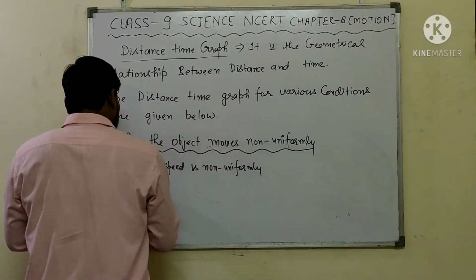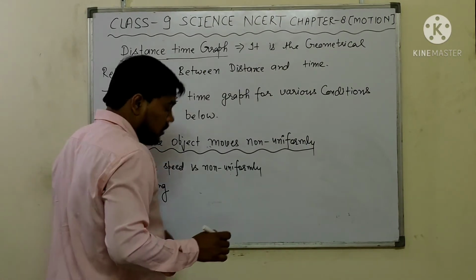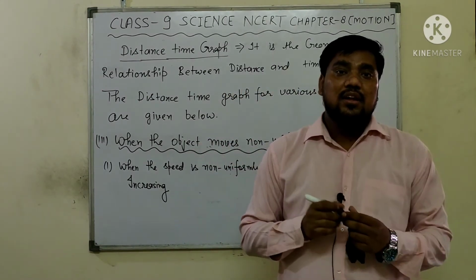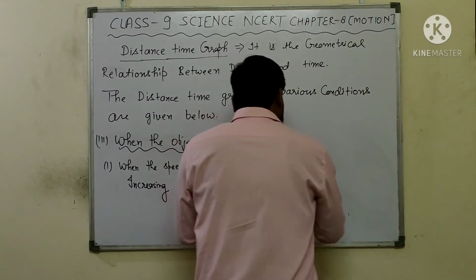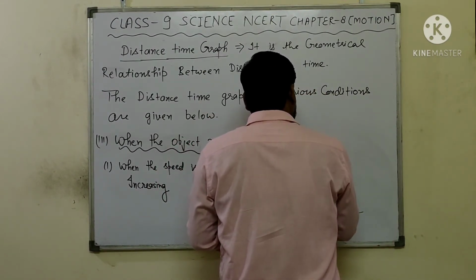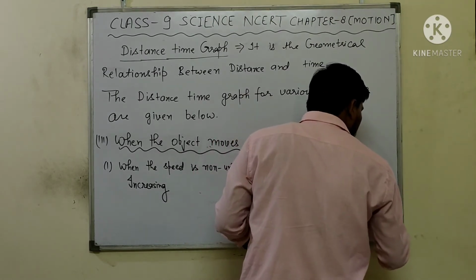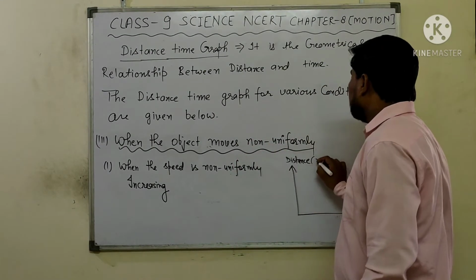Okay, so everything will be clear, don't worry about that. So when the object is moving non-uniformly, in the first case we have taken, the speed of the object is continuously increasing. We need to plot the graph. Distance is always plotted on the y-axis and time is always plotted on the x-axis. Time will be in seconds, distance will be in meters.